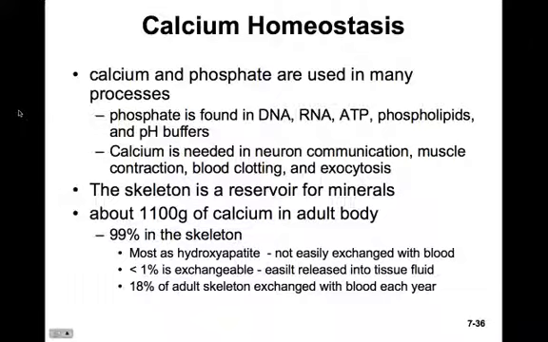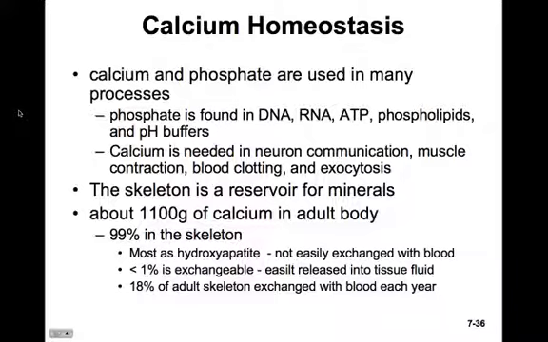Where does this calcium all come from? Well, our skeleton is a huge reservoir. In fact, we have over a kilogram of calcium in the adult body. 99% of that is in the skeleton. Most of it as that compound called hydroxyapatite. That's calcium and phosphate crystallized together. And it's not very easily exchanged with the blood, except until the osteoclasts will release it. Less than 1% of the calcium in the skeleton is actually exchangeable and easily released into tissue fluid for use.